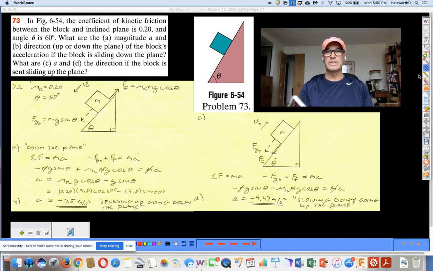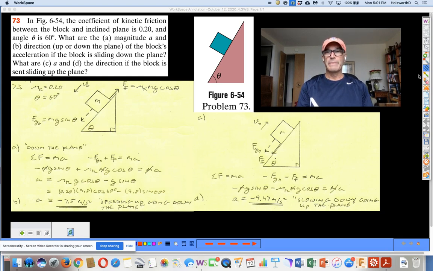Hi, Hat. Here's problem 73. We have a block on an inclined plane, and it's pitched at 60 degrees above the horizontal with a coefficient of kinetic friction of 0.2. So, labeling this diagram is really important as far as the direction of both the gravitational force parallel to the plane and the friction force, which is also parallel to the plane.